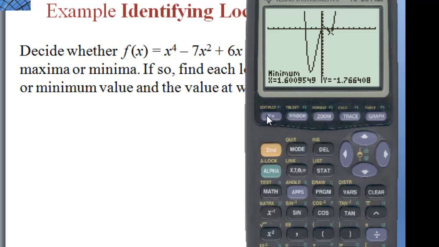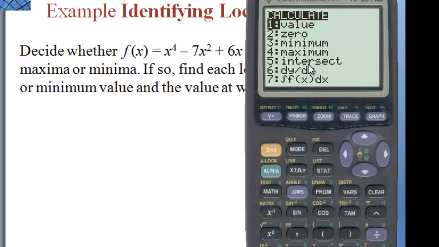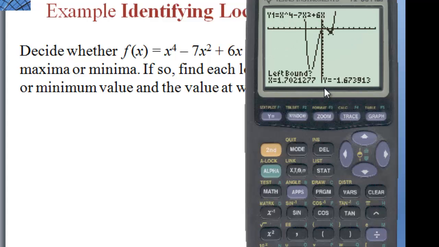-1.766. And finally, to get the maximum, we go second Calc 4 for the maximum, arrow key over to the left of the maximum, anywhere in there, enter, arrow key to the right, enter, enter for your guess, and there we have a maximum of 1.32.